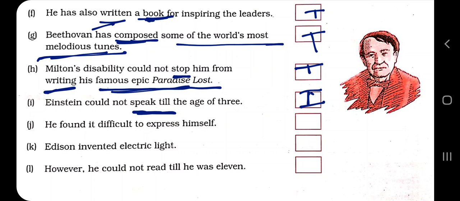He found it difficult to express himself. Found, this is verb and this is object. So this is transitive. Edison invented the electric circuit. Invented, this is verb and this is object. Simple, transitive. However, he could not read till he was 11. This is intransitive.